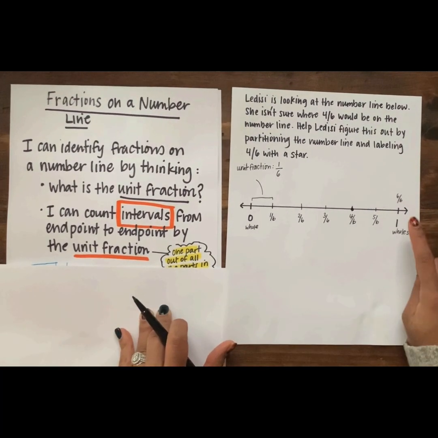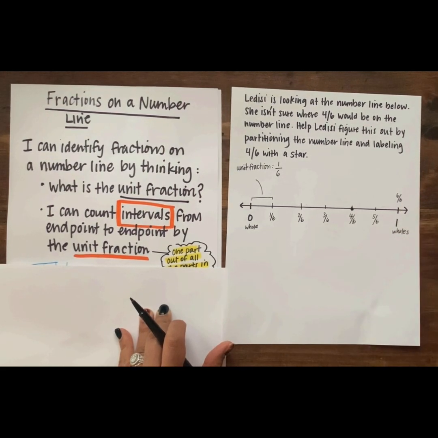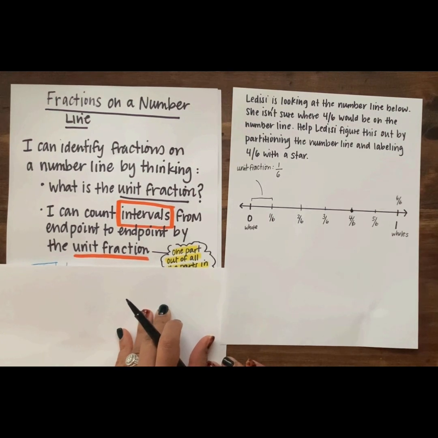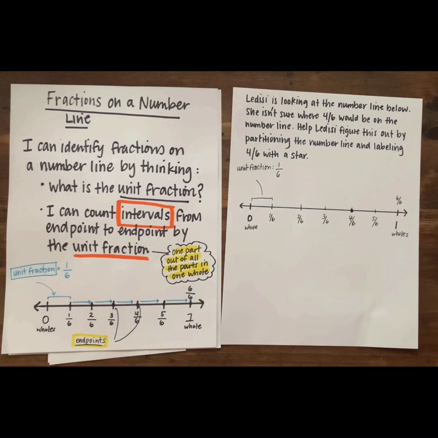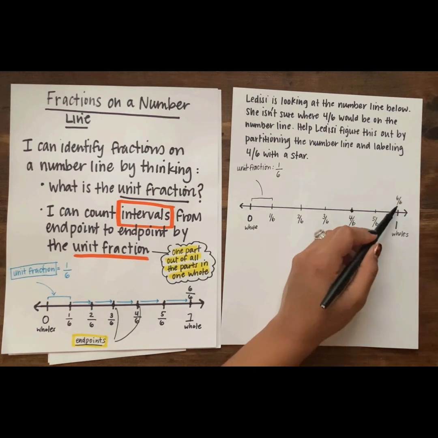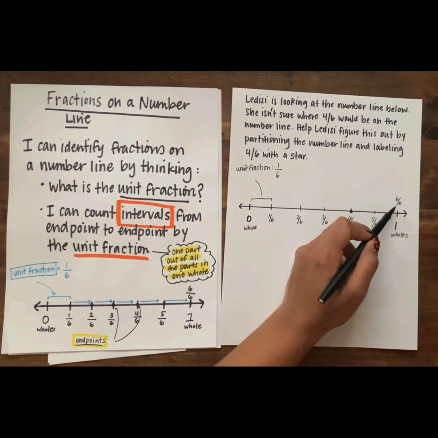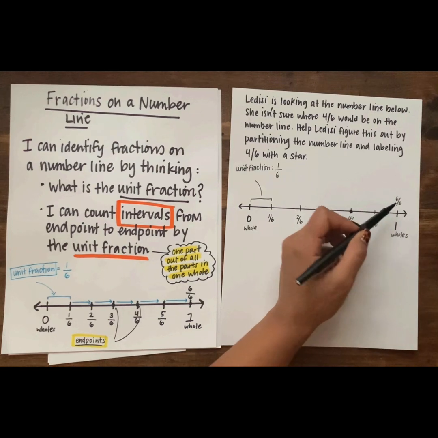Team, why do we have 6/6 here? I thought it said 1 whole. Why do we have 6/6 here? Share your answer out loud. That's right. We have 6/6 here because anytime a fraction is referring to all of its parts, that means the denominator and the numerator are the same, it is equal to 1 whole.